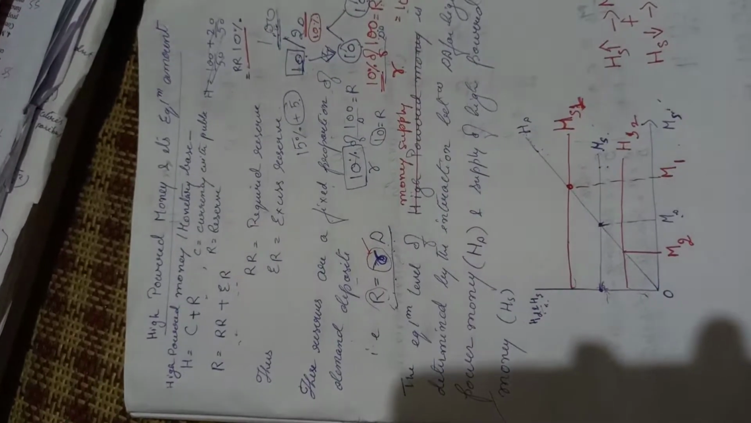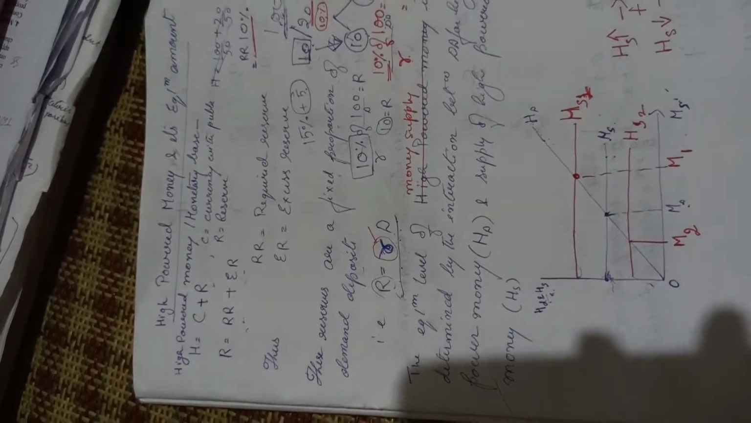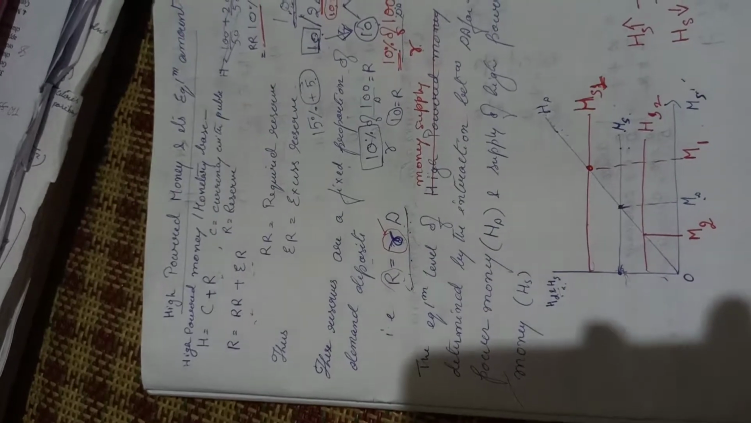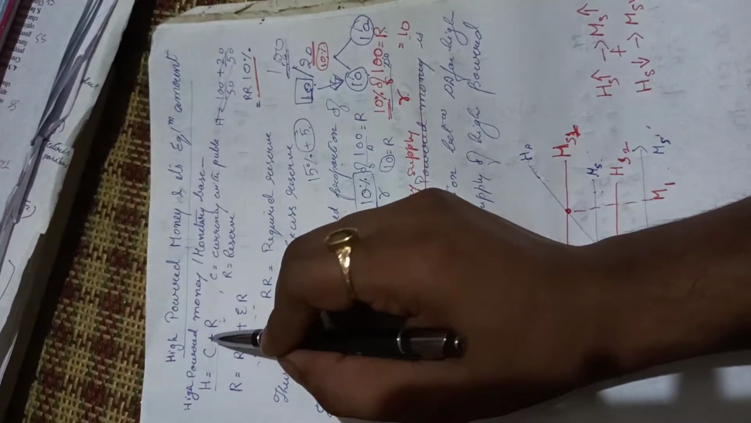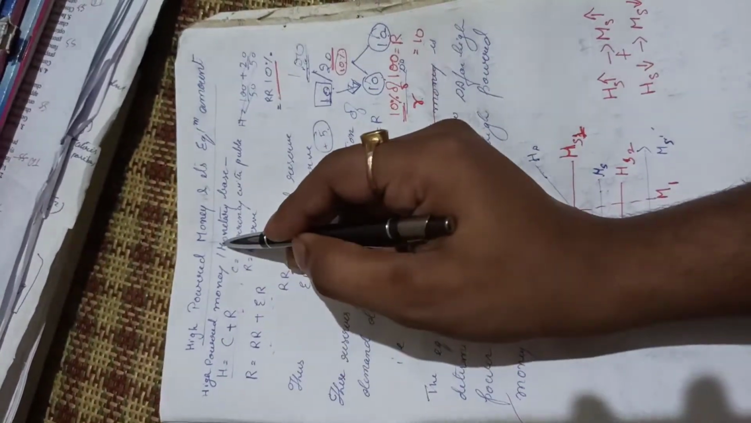What is high powered money? Now, high powered money is defined as the sum of currency with the public and the reserves. Okay, so it is given over here. High powered money is equal to the currency with the public plus reserve. It is also known as the monetary base.